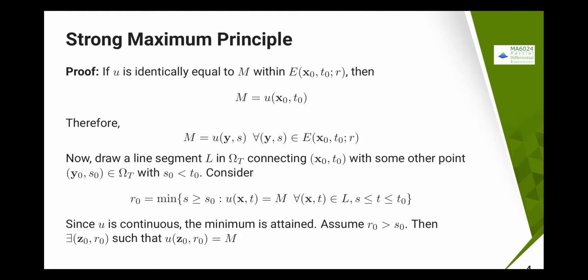Okay, only in this part I'm saying. E of x naught comma t naught comma r, only within that place I'm going to say, not for everywhere. I'm just going to say only in this place. So now what we have, that means what? M is already attained that. Okay, now what we have to prove?